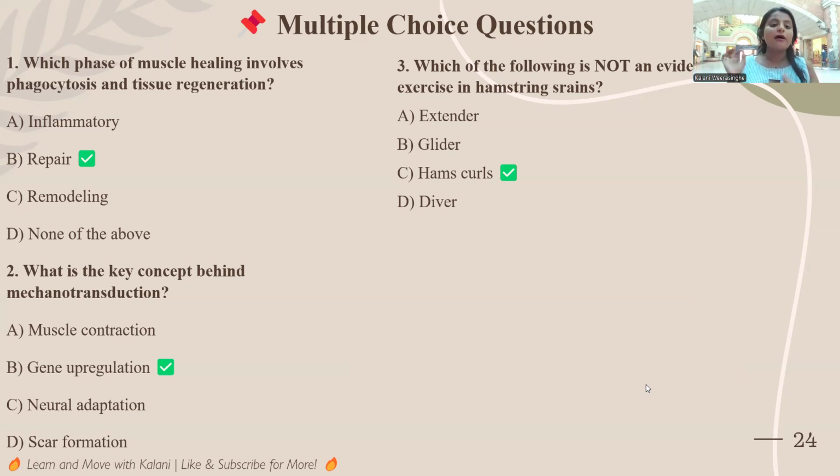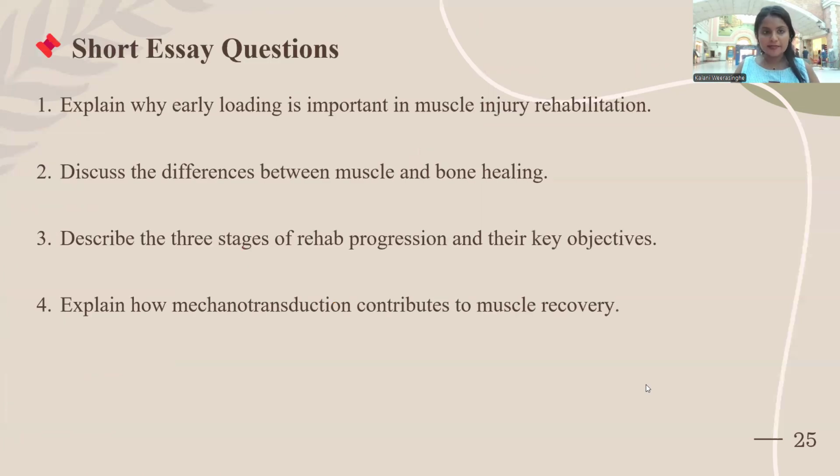Then what's the key concept behind mechanotransduction? It is gene upregulation. And finally, which of the following is not an evidence-based rehabilitation exercise following a hamstring strain? It's hamstring curls, because the extender, glider, and diver, all these three exercises come under the hamstring strain rehabilitation process. And these are the SCQ questions.